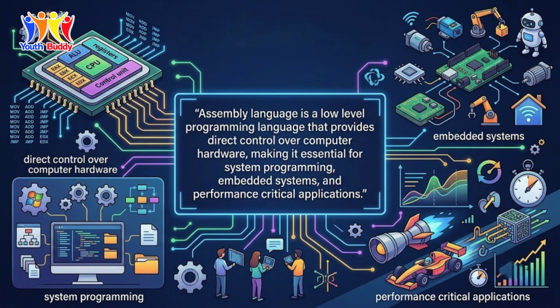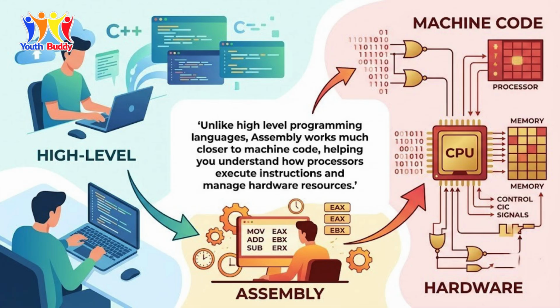Assembly is a low-level programming language that provides direct control over computer hardware, making it essential for system programming, embedded systems, and performance-critical applications. Unlike high-level programming languages, assembly works much closer to machine code, helping you understand how processors execute instructions and manage hardware resources.